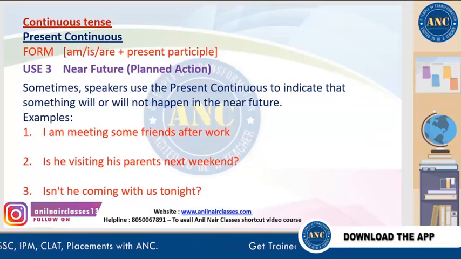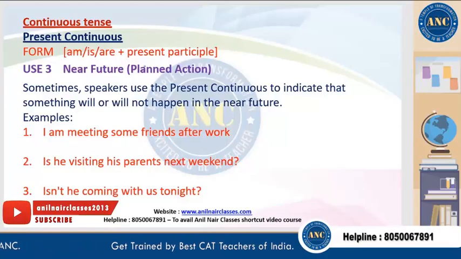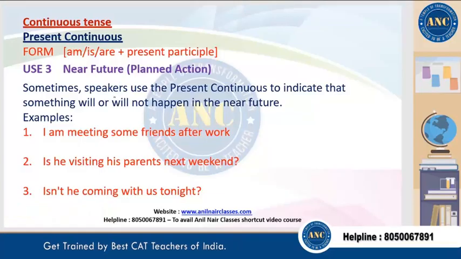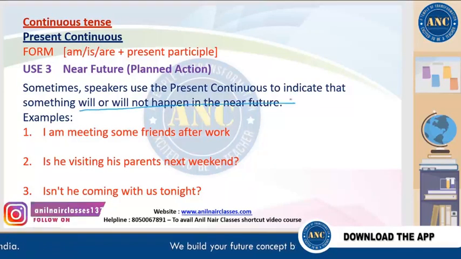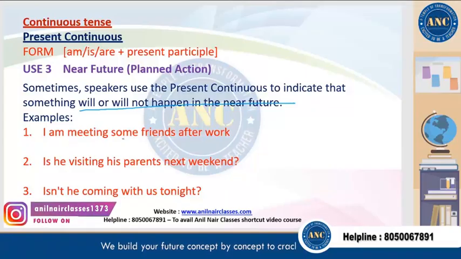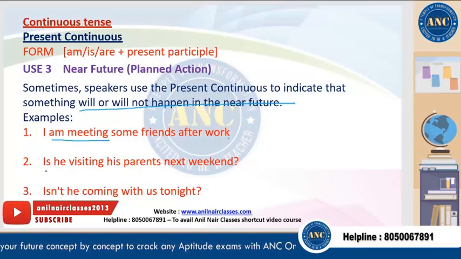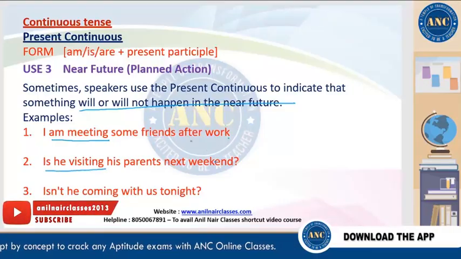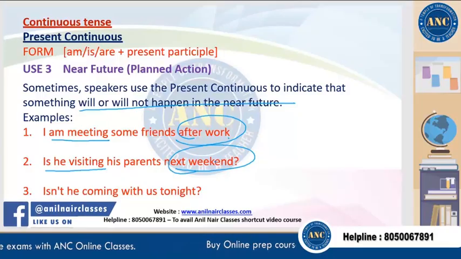Next one, near future plans or some planned action is there. That time also we can use the present continuous. Sometimes the speakers say the present continuous to show that something will or will not happen in the near future. See, I am meeting some friends after a week. So I am meeting. Is he visiting his parents next weekend? So after work is future. So next weekend is again future.